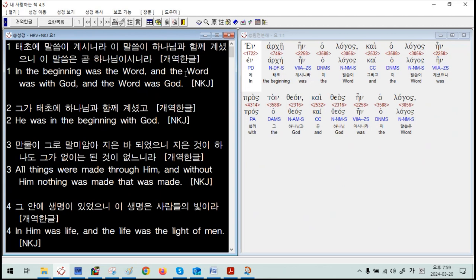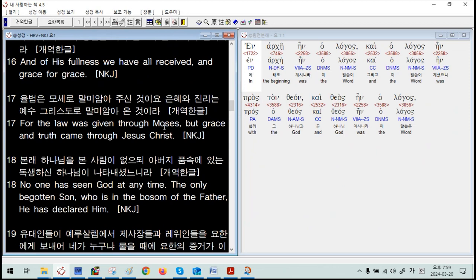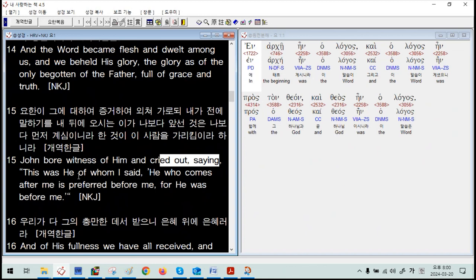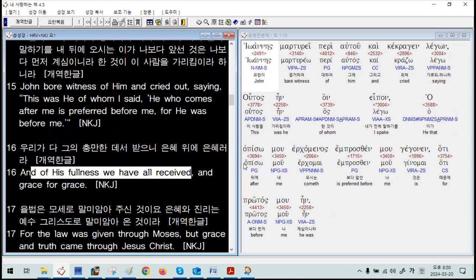Because one day through the fifth day is talking about verse 1 through verse 18 here, because here it talks about the law being given through Moses. Okay? And then John the Baptist, this John is not the Apostle John, John the Baptist bore witness of him, cried out saying, this was he, this is Jesus Christ. John the Baptizer witnessed, of whom I said, he who comes after me is preferred before me, he was before me. And of his fullness we have all received, and grace for grace.